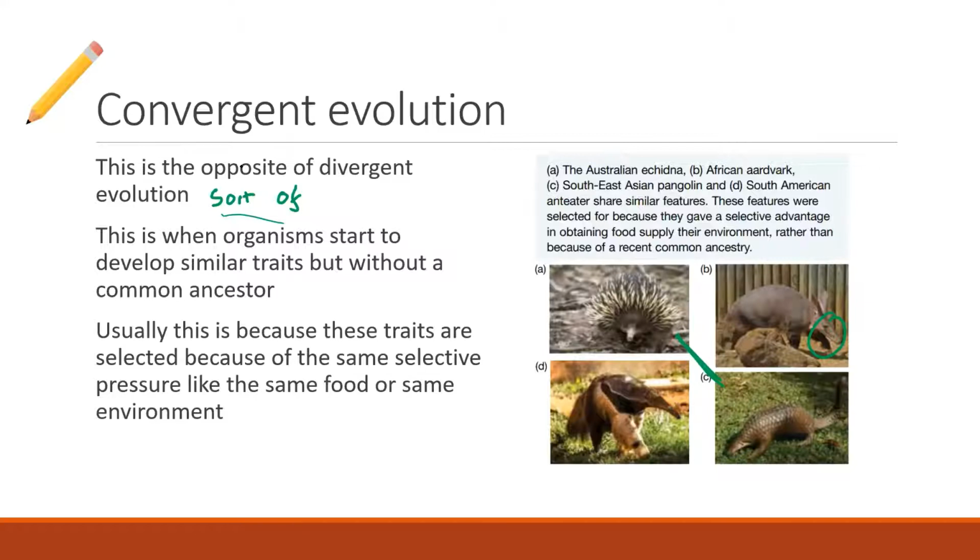So finishing on, usually this is because the traits are selected because of the same selective pressure, like the same food or the same environment. If you look at all of the animals that live in the Arctic, they're usually all white. And that's a convergent evolution because they want to blend in with their environment. It's like they're not necessarily going to be the same animal, but they may end up picking up the same similar traits. Even though they don't have a common ancestor, they may pick up similar traits because that trait is really good for the environment that they're in.